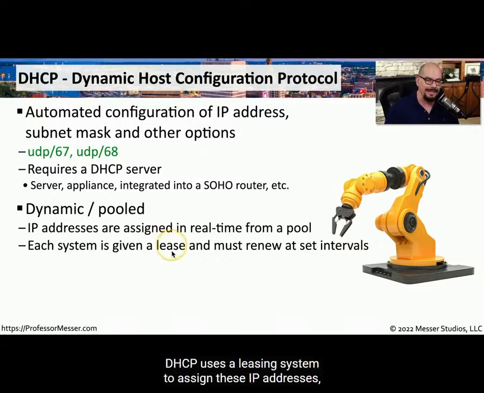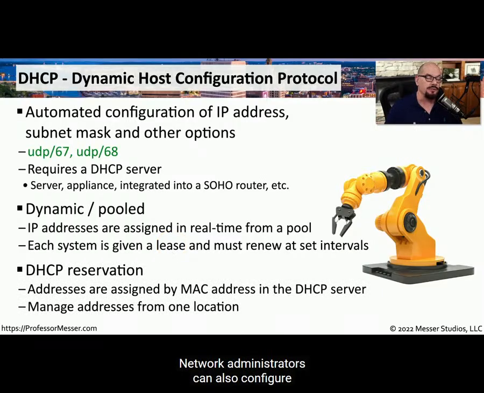DHCP uses a leasing system to assign these IP addresses, so you are only using this IP address for a certain amount of time, and after that lease expires and you're no longer on the network, that IP address goes back in the pool for someone else to use. Network administrators can also configure DHCP servers to always assign the same IP address to certain devices. So if there are routers, firewalls, switches, and other infrastructure devices on your network, the administrator may configure DHCP reservations so those devices always receive the same IP address every time they're booted up.